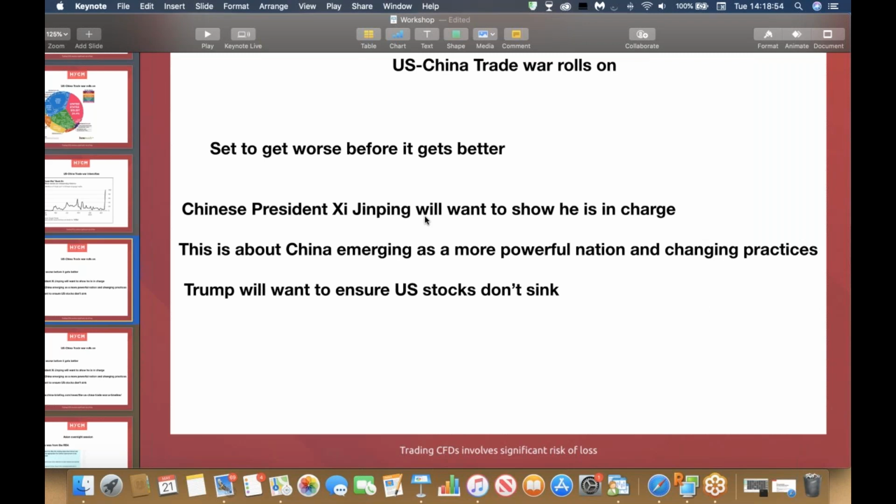The one thing you need to be aware of is that Donald Trump really doesn't like it when US stocks sink. He doesn't want to see US stocks fall. He says that he judges how well he's doing by how well the US stock market is doing. So if US stocks are rising, Trump considers himself to be doing a good job. If US stocks are falling, he thinks, oh, I've got to do something to change it.